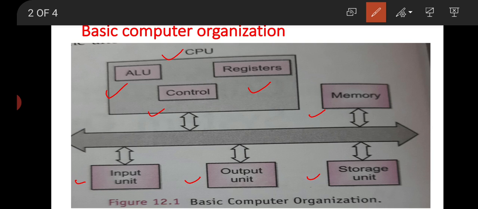The second one is the control unit. The control unit is used to control all the processing or operation of data that takes place in the CPU. You can see that the control unit works like a monitor or supervisor that observes and controls the overall processing in the CPU.